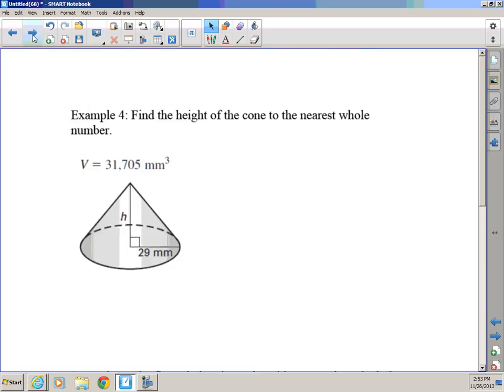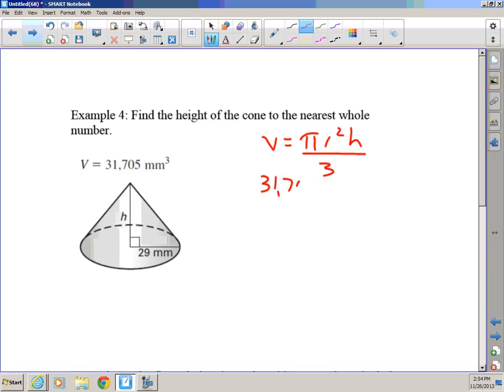Okay? Now, last two examples. I give you certain information, and I'm looking to find the height. Write the formula. Fill in volume, radius, divided by 3. Now, since I've got some division going on this side, I want to figure out what pi times 29 squared times 3 is equal to.